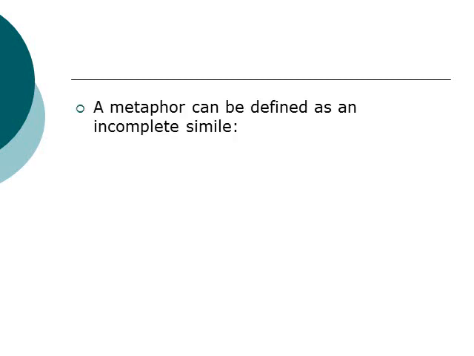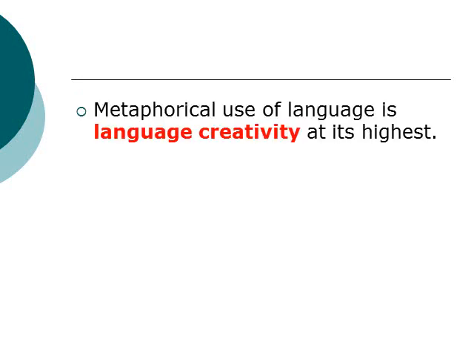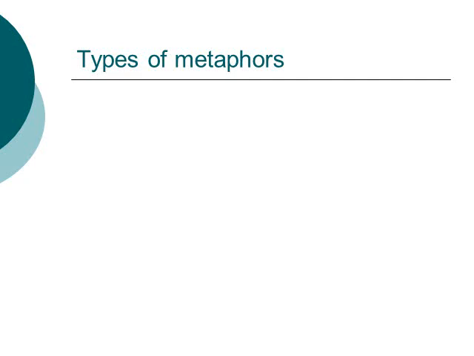A metaphor can also be defined as an incomplete simile. Consider the sentence, she is a rose. In this metaphor, there is an incomplete simile because originally what we want to say is that she is as pretty as a rose, but we just say she is a rose. So metaphorical use of language is in fact language creativity at its highest. So let's move on to discuss types of metaphors.